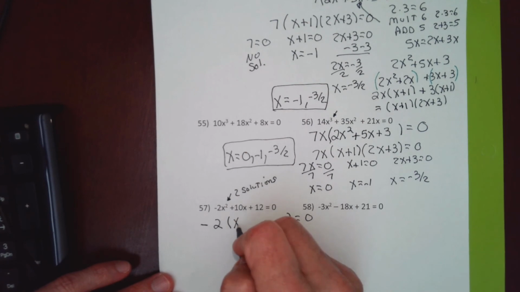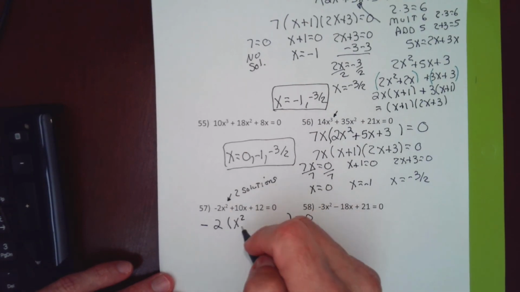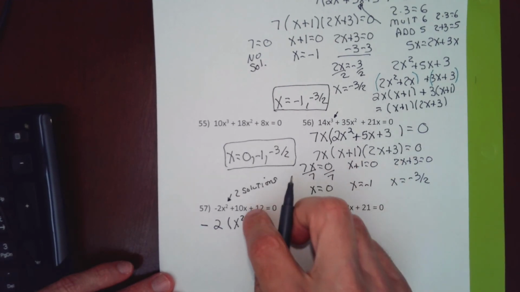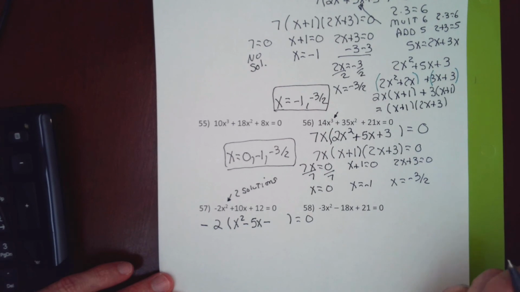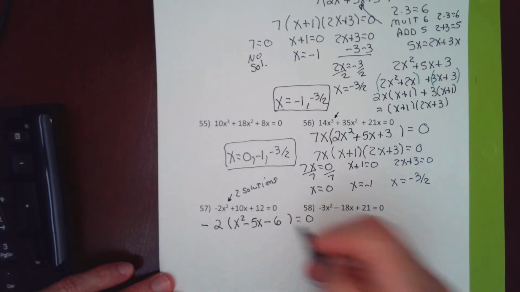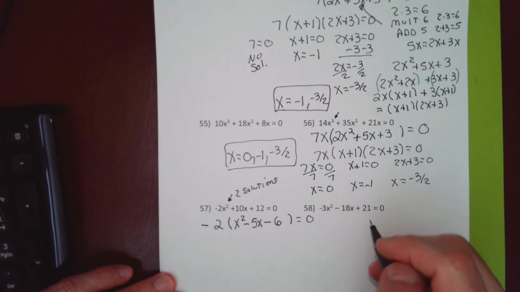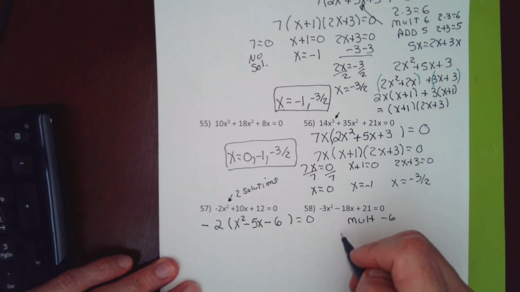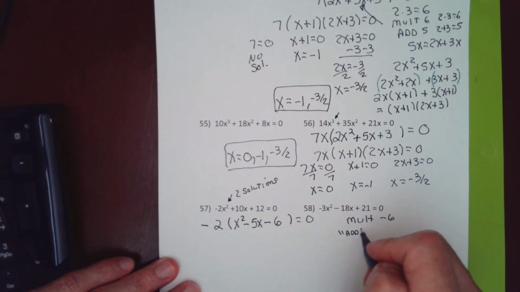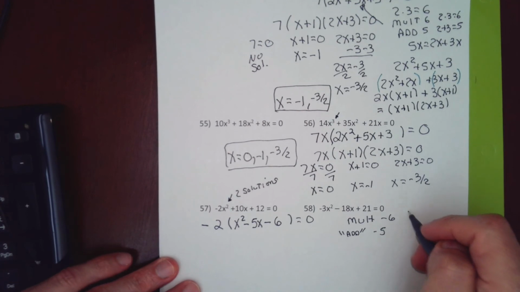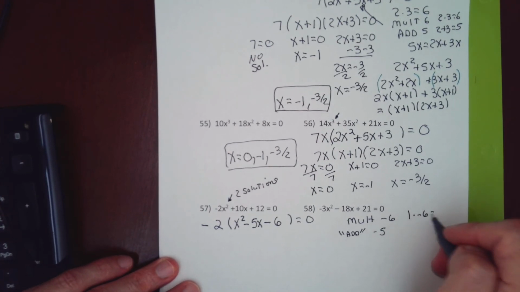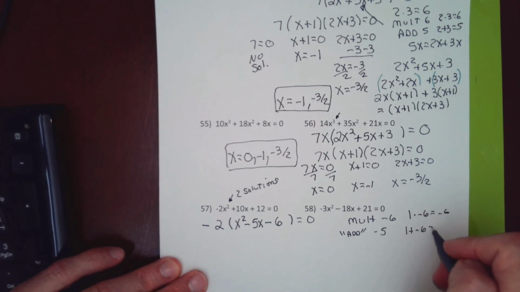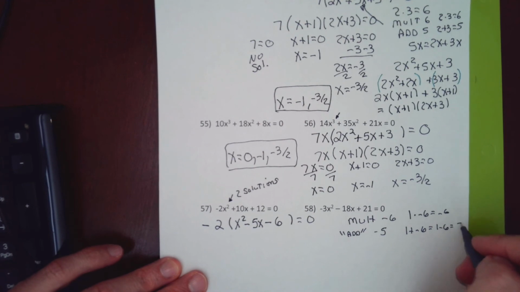I'll flip this negative sign to positive, divide by 2. The first term is going to be an x squared. Flip this positive sign to negative. I'll divide 10 by 2 and get a 5 and leave the x. Flip that positive sign to negative because I factored out a negative. Divide the 12 by 2 and get 6. Now I'm going to factor this, and I need numbers that multiply to negative 6 and add, but really subtract, to negative 5. And that's going to be 1 and negative 6 because 1 times negative 6 equals negative 6, and 1 plus negative 6 is the same as 1 minus 6, which is negative 5.